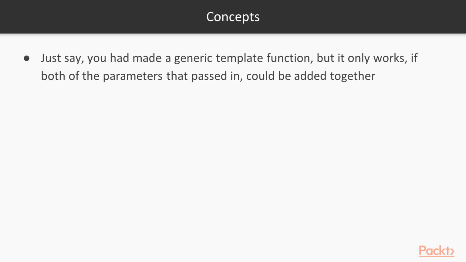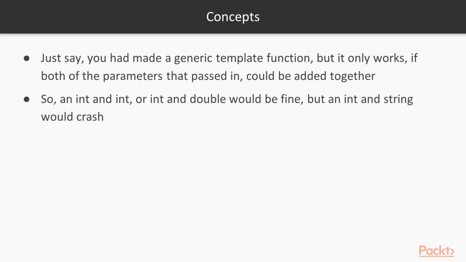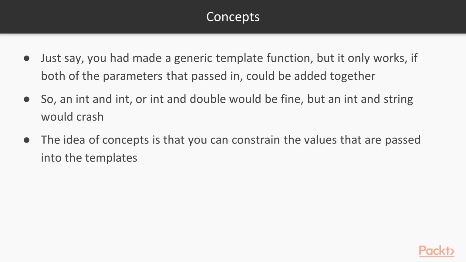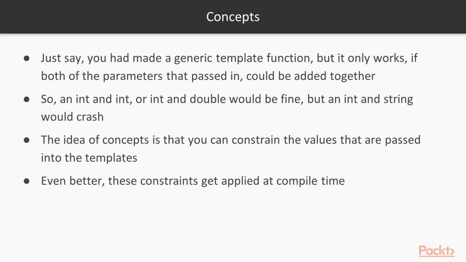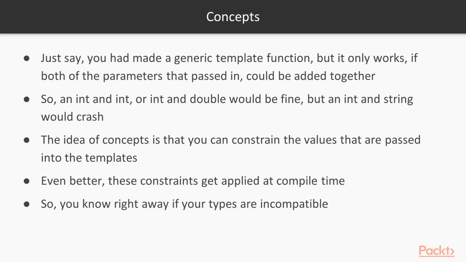Let's get started. Say you had to make a generic template function, but it would only work if both of the parameters passed in could be added together. So an int and an int are fine, or an int and a double, but an int and a standard string would crash your program. Using concepts, you can define constraints on the values passed in as the template arguments. And the best part is, they are evaluated at compile time, so you don't incur any runtime penalties no matter how detailed the constraint is.